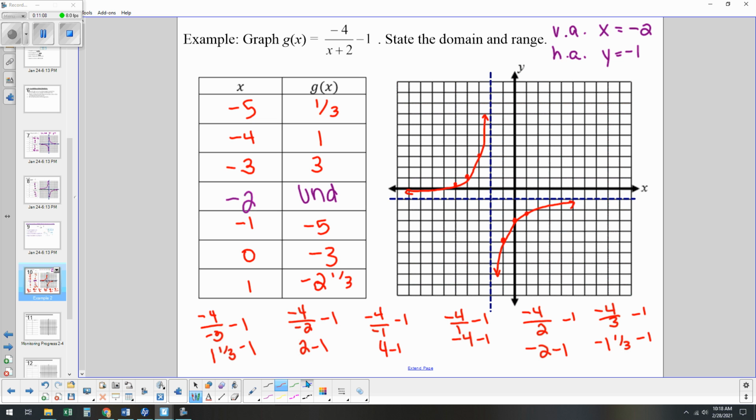And the last thing we have to do is talk about the domain and range. So really, these asymptotes that I had are going to help me with that. My domain is going to be all real numbers except x does not equal negative 2. And my range is going to be all real numbers except y does not equal negative 1. So I'm going to take those two asymptotes and say they don't equal them in my domain and range.